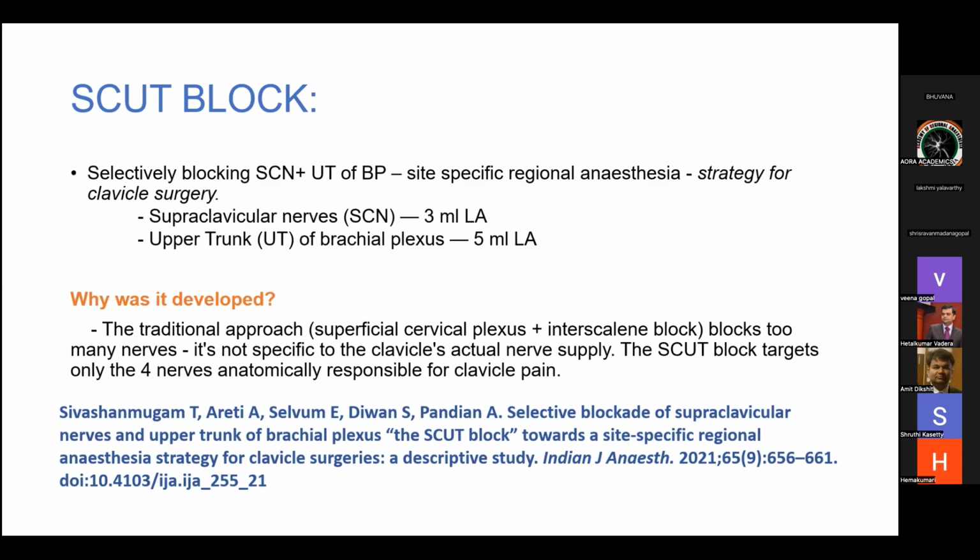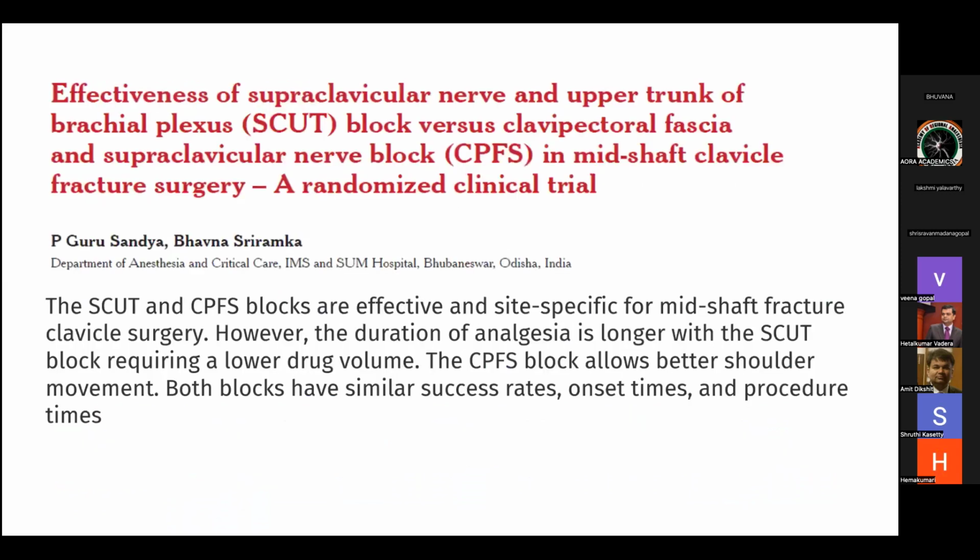Towards site-specific regional anesthesia strategies for clavicle surgeries. One more study was conducted and published in 2024. In that, two groups of nerve blocks were compared. One is the supraclavicular nerve block with the upper trunk brachial plexus block, that is SCUT. The other one is clavipectoral fascia with selective supraclavicular nerve blocks in mid shaft clavicle fracture surgeries.